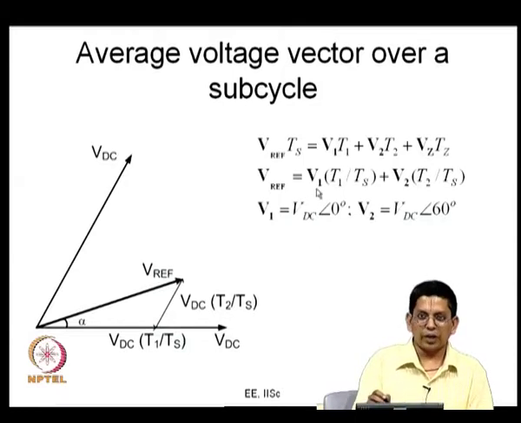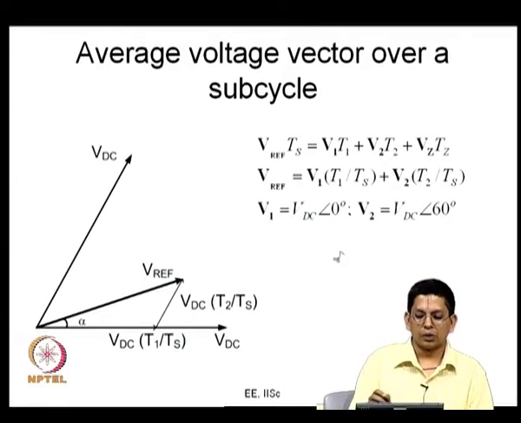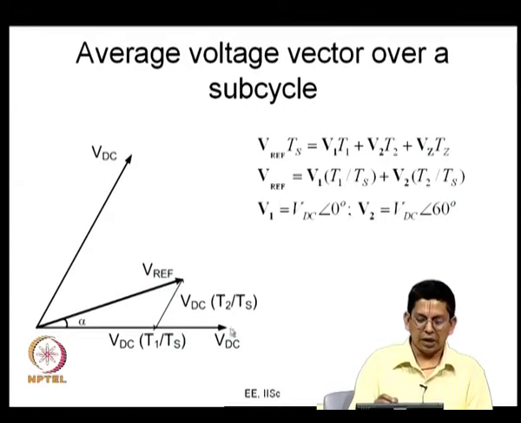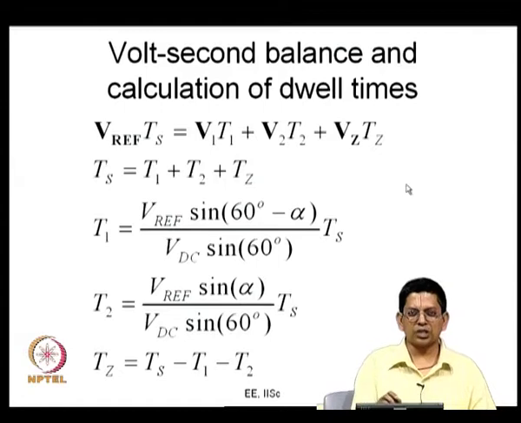And what is the V1 vector? The V1 vector is this vector, which is VDC angle 0, and the V2 vector has the same magnitude VDC, but the angle is 60 degrees. So, this is what you have as an average voltage vector in a subcycle: by applying this vector for T1, this vector for T2 and this null vector for Tz, you can produce some reference vector like this. That is what we are trying to say. This is the volt-second balance equation given here.